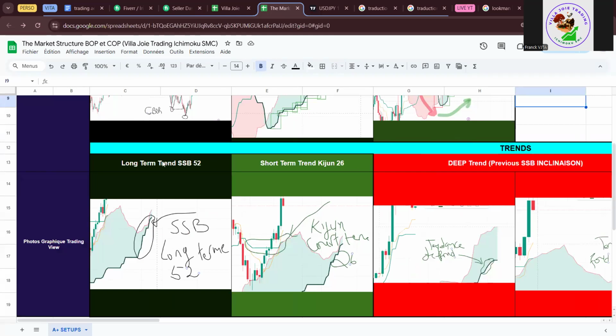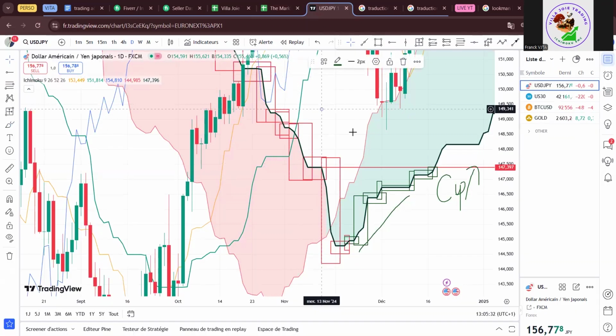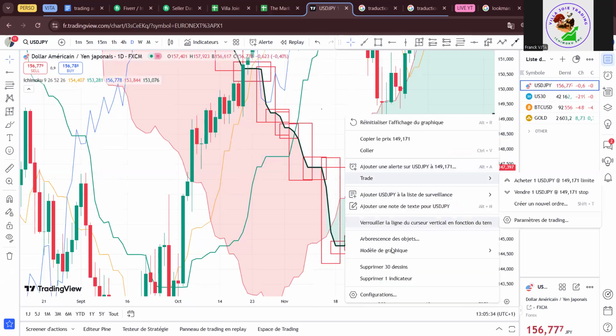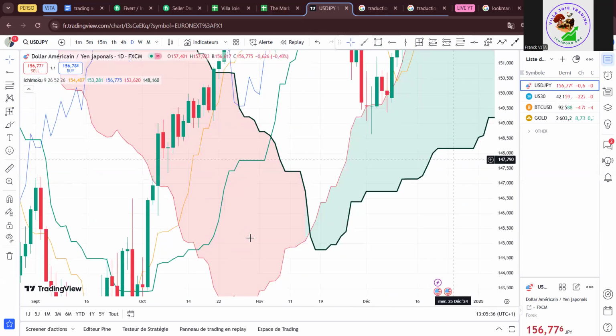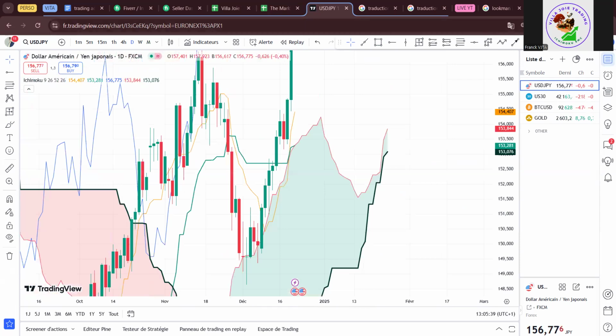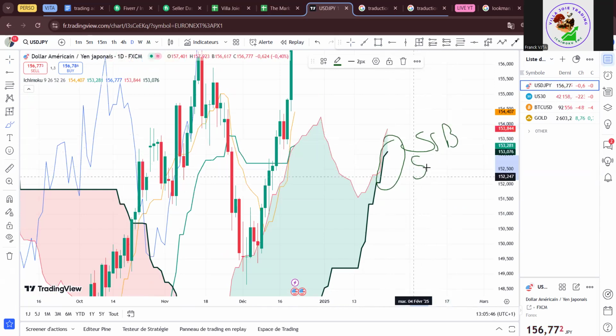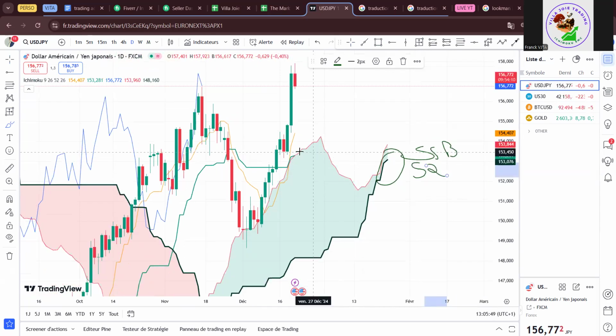So we have two types of trend: the long-term trend with SSB and the short-term trend with Kijun. The long-term trend is the one we take with SSB, right? SSB is this black line. This SSB, the black line, is 52 period, and Kijun, this green line, right, is 26 period.